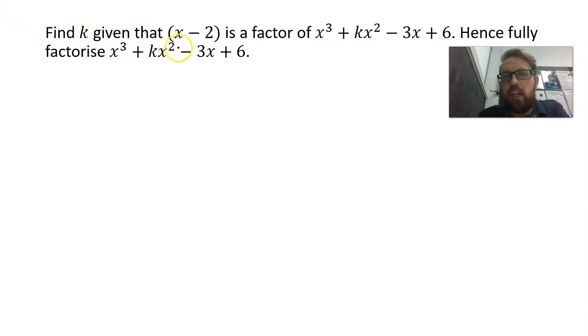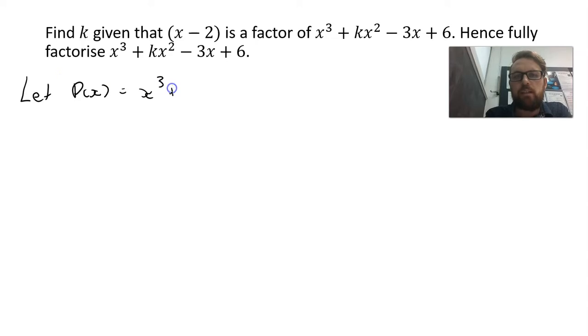All right, so the first thing we're going to do is have a look at this example. So find k, given that x minus 2 is a factor of x cubed plus kx squared minus 3x plus 6. Hence, fully factorize that same polynomial. So what we know is, well, firstly, let's let p of x equal x cubed plus kx squared minus 3x plus 6.